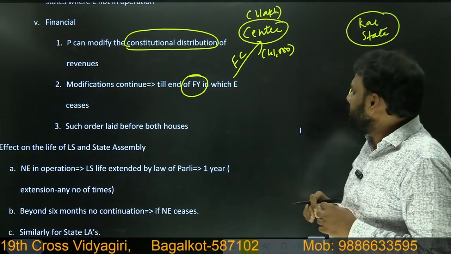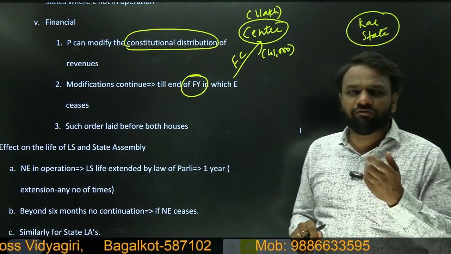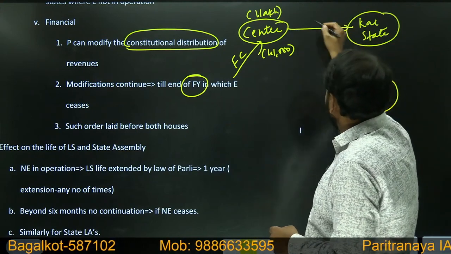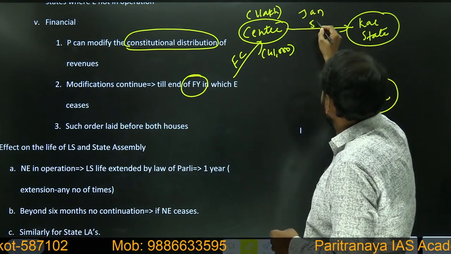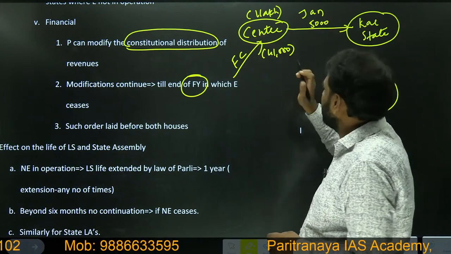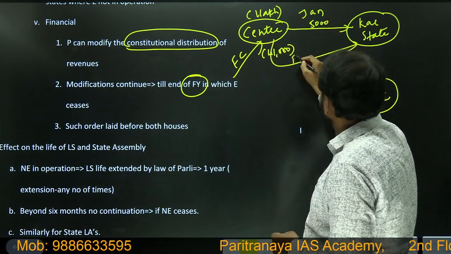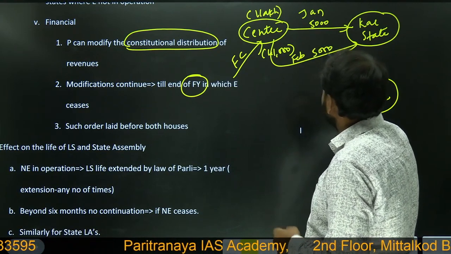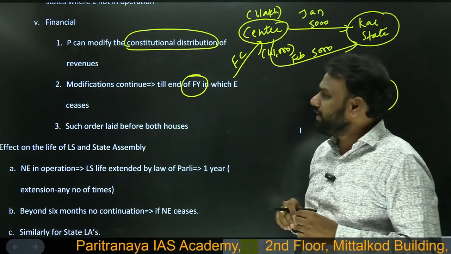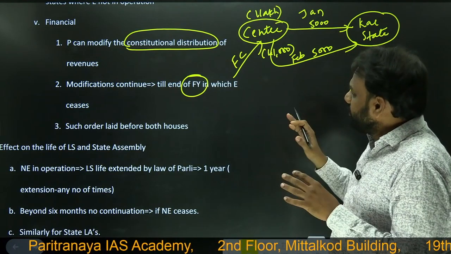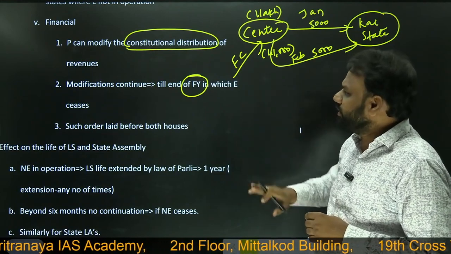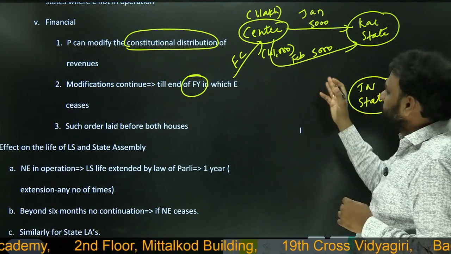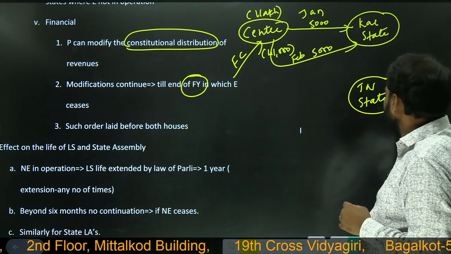Let us assume the share of Karnataka is 5,000 every month. So in the month of January, Karnataka will get 5,000 from the center. In February, again Karnataka will get 5,000. So every month Karnataka will get 5,000. This is the normal or constitutional distribution of revenues. That is, from the center every month 5,000 rupees has to go to Karnataka state. Similarly, some 3,000 should go to Tamil Nadu state. But for the time being, we shall ignore it.